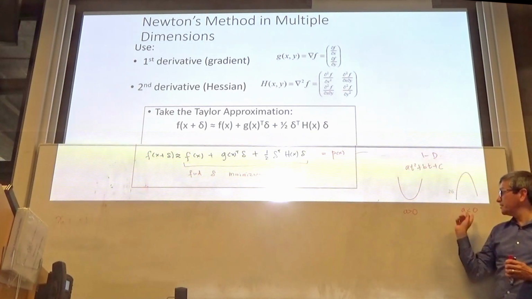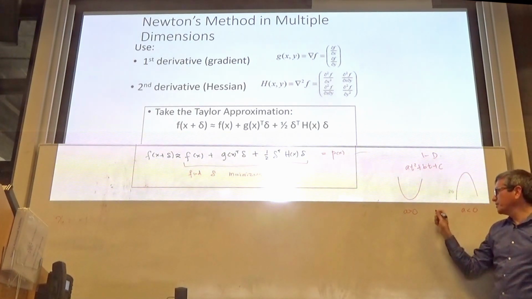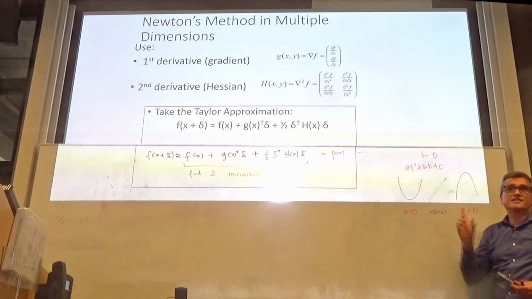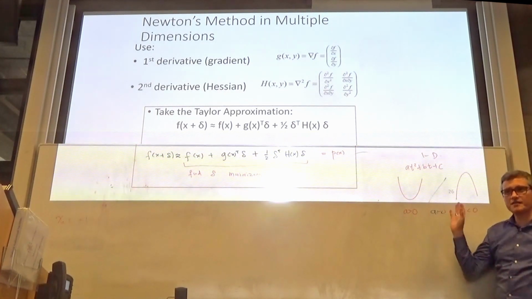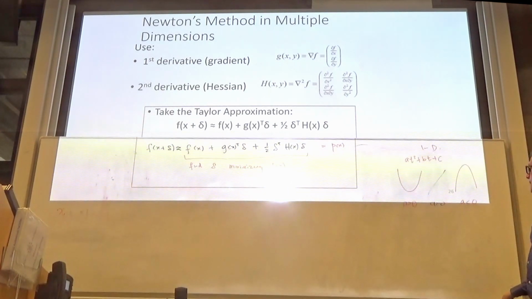There is a case missing here. What happens when A is 0? When A is 0, we have a line. That's still a quadratic. It is a weird quadratic, we usually don't call it a quadratic, but it's still a quadratic.